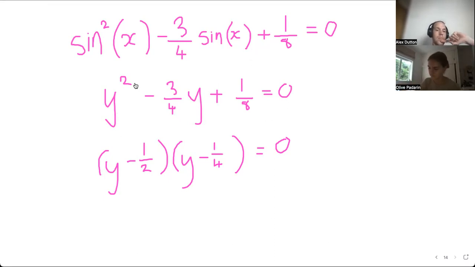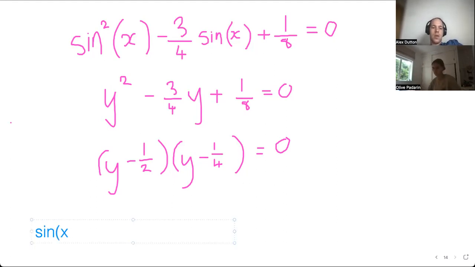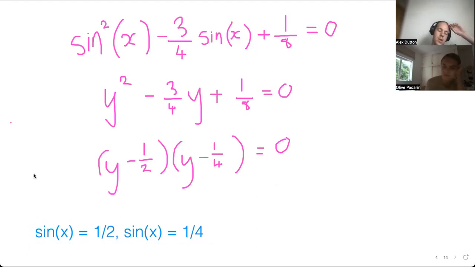Okay. Any questions there? Wait, what do you mean? Because like the answers would be y equals a half and y equals a quarter, right? Yeah, exactly. But then remember, y is actually sine x. So then you end up with this sine x equals a quarter, and sine x equals a half. And that has 2 solutions. Got it. So you're going to end up with 4 solutions in general.